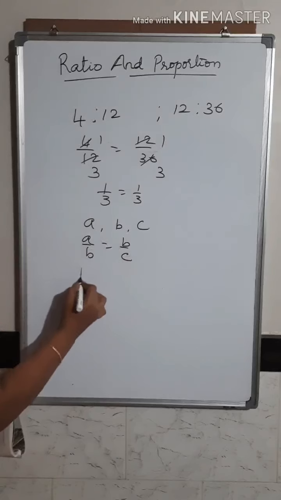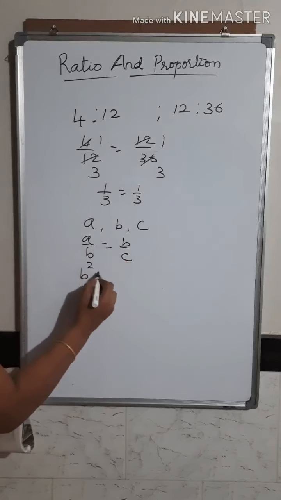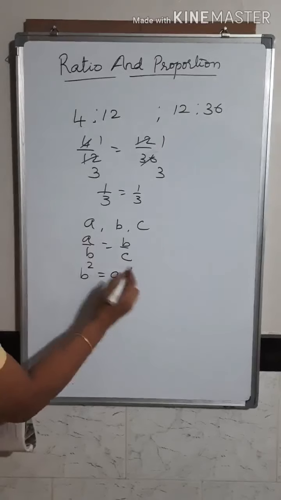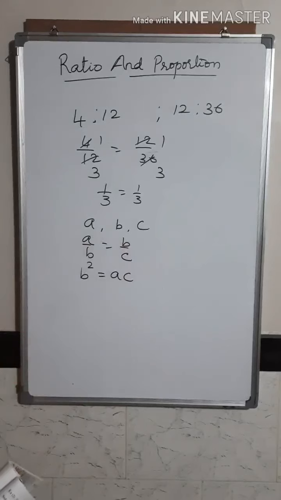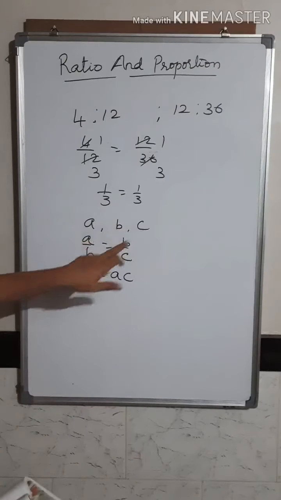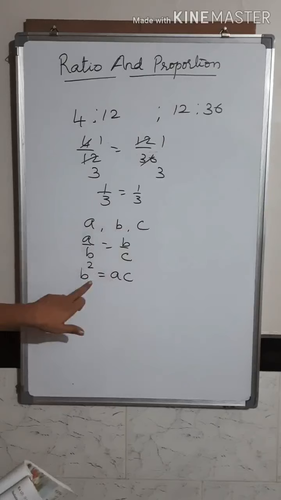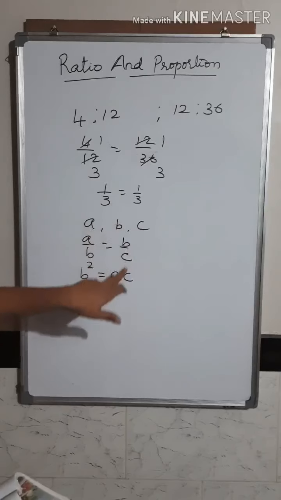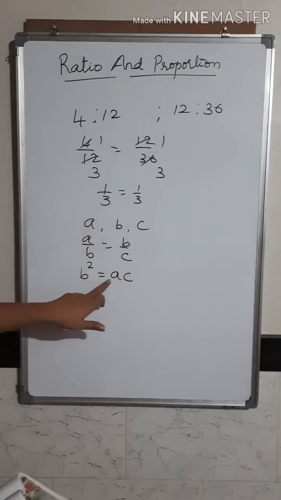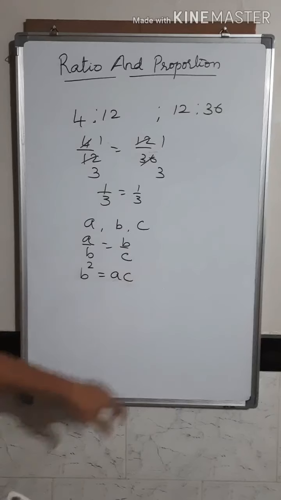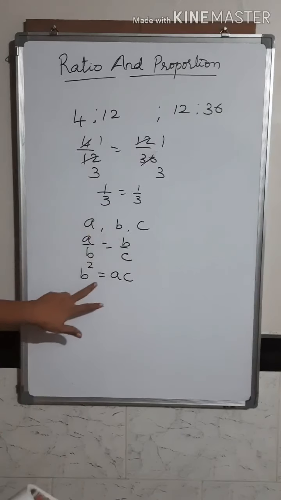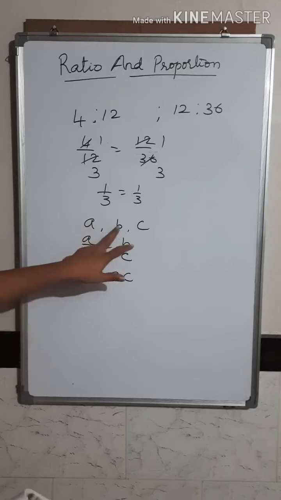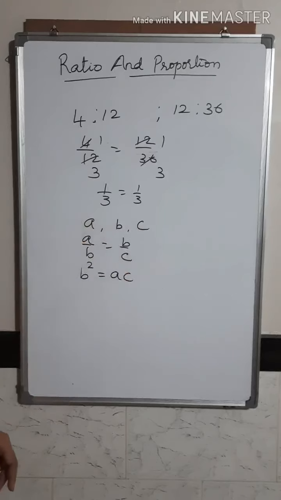The other way of writing it is, when you cross multiply you get B square is equal to A into C. So whenever the terms are in continued proportion, the square of the middle term is equal to the product of the other two terms. You get B square is equal to AC. So the two ways you can write it are A upon B is equal to B upon C, or B square is equal to AC. Then these terms are said to be in continued proportion.